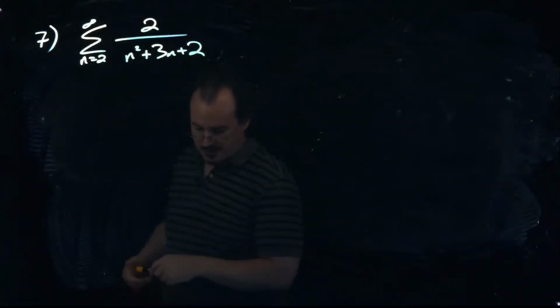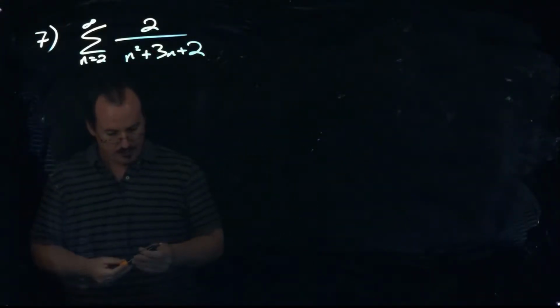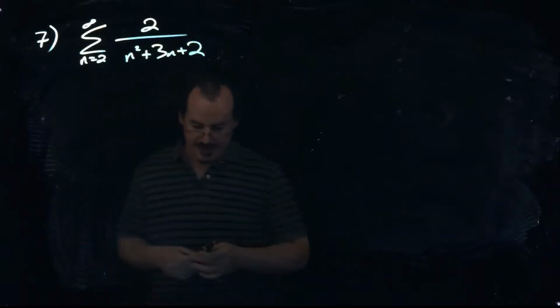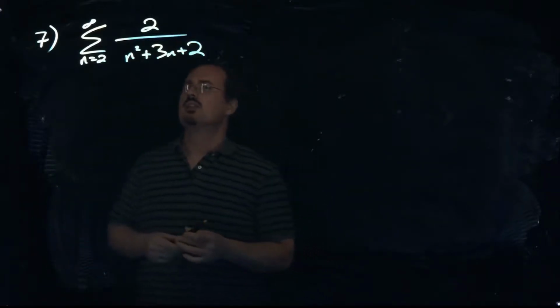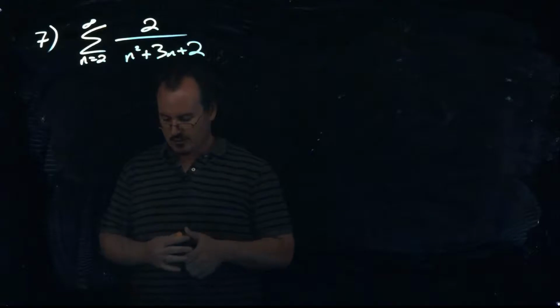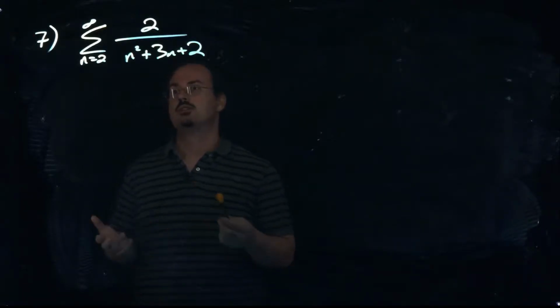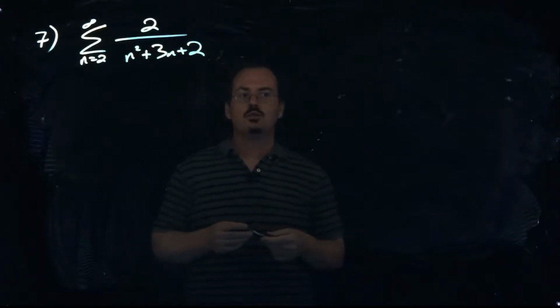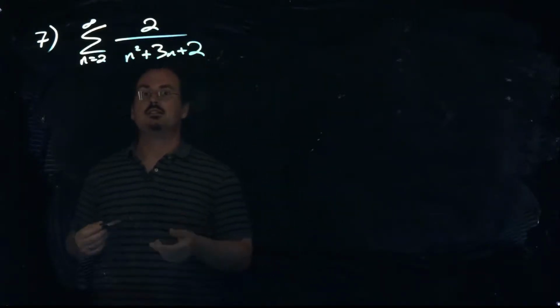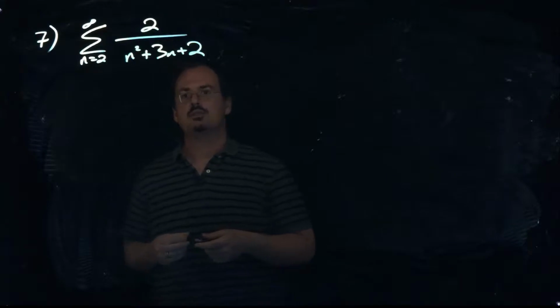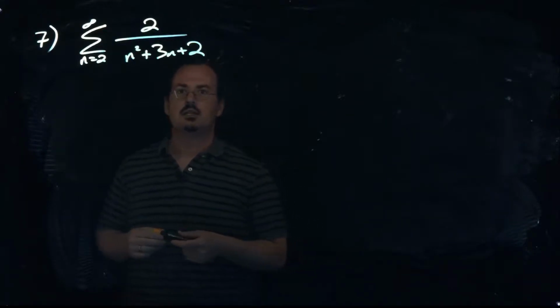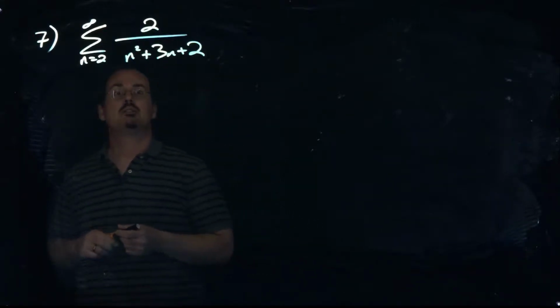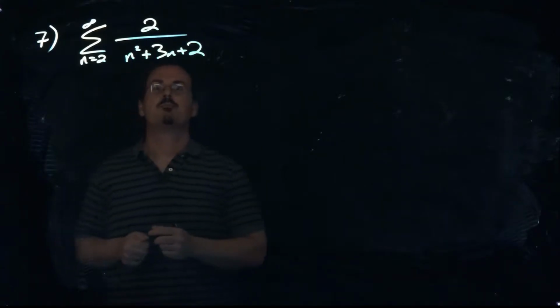On problem 7, we're asked to find the exact sum of this series. Remember that if you're asked to do that, there's really only two kinds of series that we can actually easily find the sum of: geometric and telescoping. So this one must be telescoping since it's obviously not geometric.